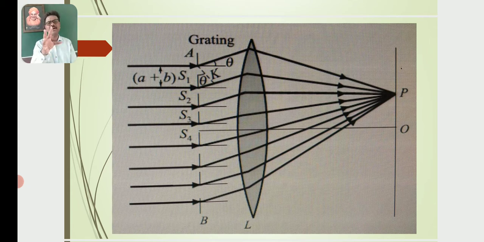Let P be an arbitrary point on the screen. The point P may be a bright fringe or a dark fringe, which depends on the phase difference between the rays that meet at that point P. So this is the experimental arrangement for obtaining a diffraction pattern in the case of a grating.